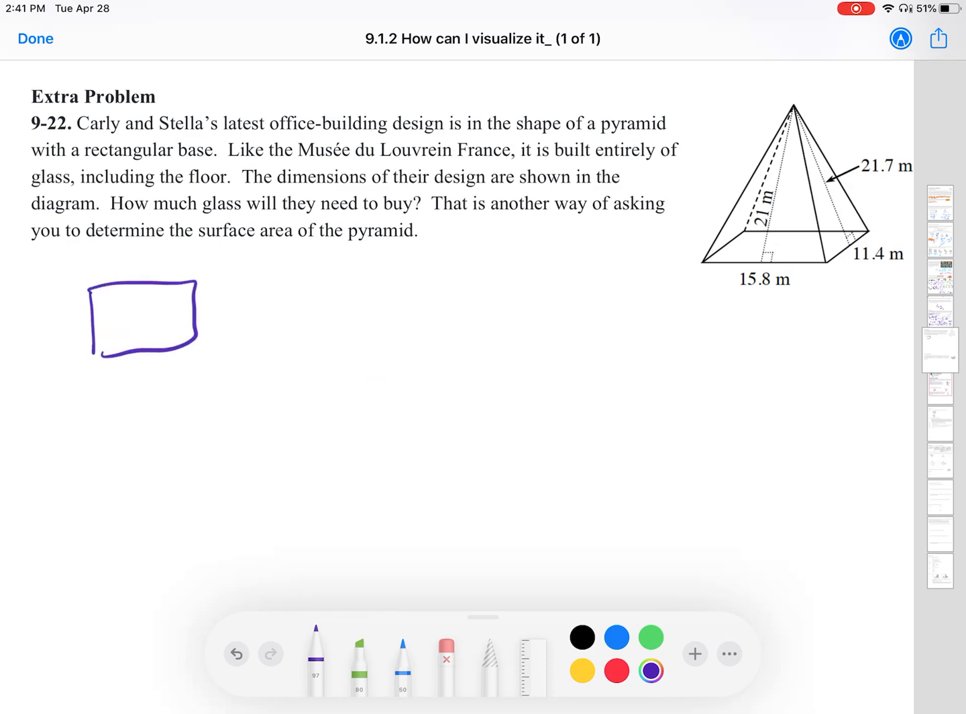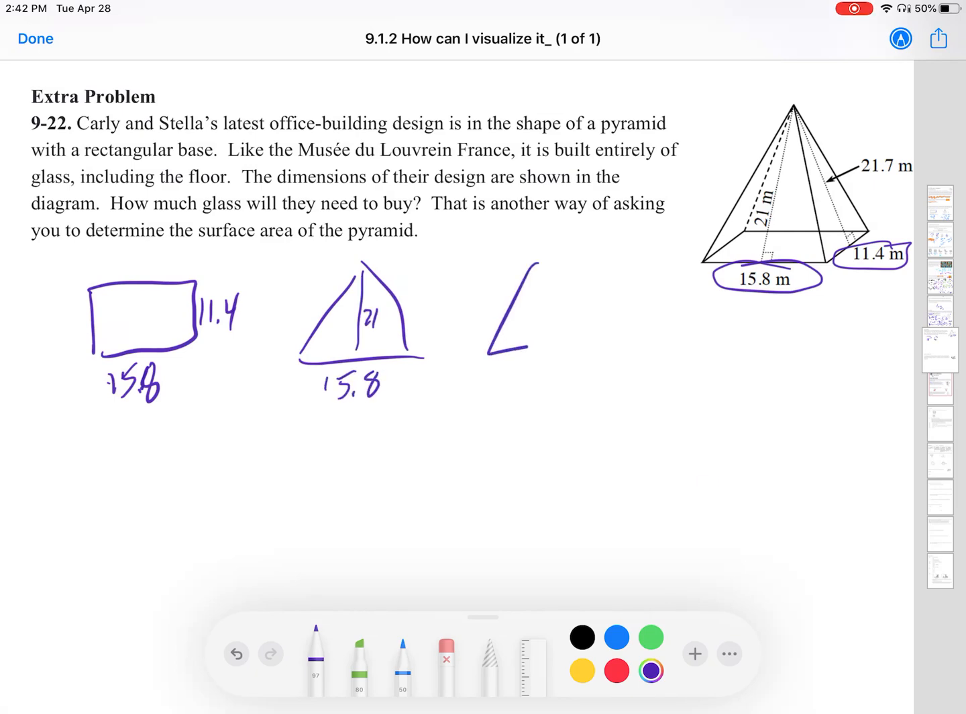The base is what? A 15.8 times an 11.4. We find the area of that part right there. And then we need to find the area of the triangle. Now notice there's 2 different types of triangle. There's a front triangle that is given here with a base of 15.8, but then the right triangle has a base of 11.4. The left and the right are the same, the front and the back are the same. So the front triangle, right, looks like this. It has a height of 21, and a 15.8.